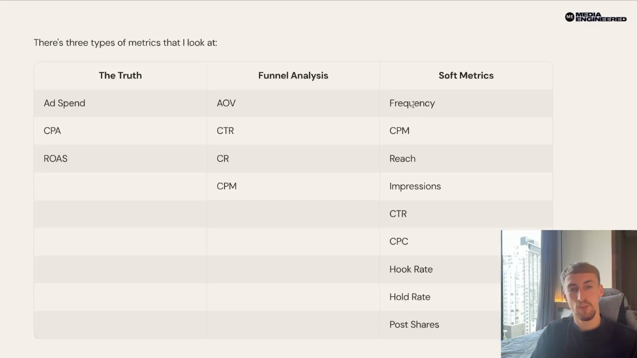We have frequency, so the amount of time that a single individual is seeing your ad. Cost per mille, so how much you're paying per 1,000 views for an ad. Reach, impressions, self-explanatory. Click-through rate, so the percentage of people that are clicking on your ad. Cost per click, so how much you're paying for someone to click on your ad. Hook rate, this is usually from the first 3 seconds, the percentage of people that stay to watch. Hold rate is usually 10, 13 seconds, I believe. So the amount of people that are staying to watch and post shares.